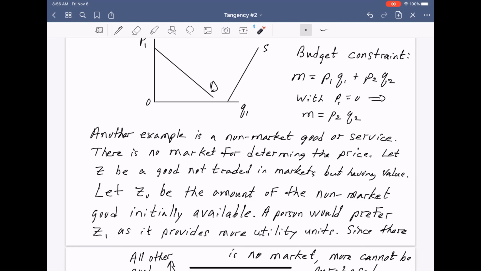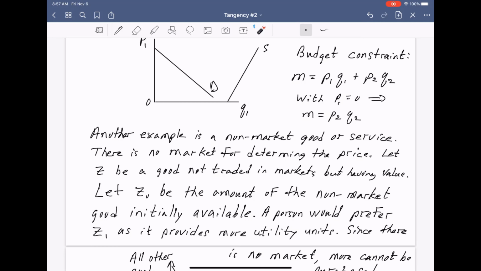Another example occurs when we have non-market goods or services. There's no market for determining what the price would be, so we let Z be a good that's not traded in the market, but still has value. Think of it: grizzly bears are really not traded in the marketplace, but still they have value. We as a society want to keep grizzly bears because they have value to us, just simply knowing that they exist and that they're part of the wild.